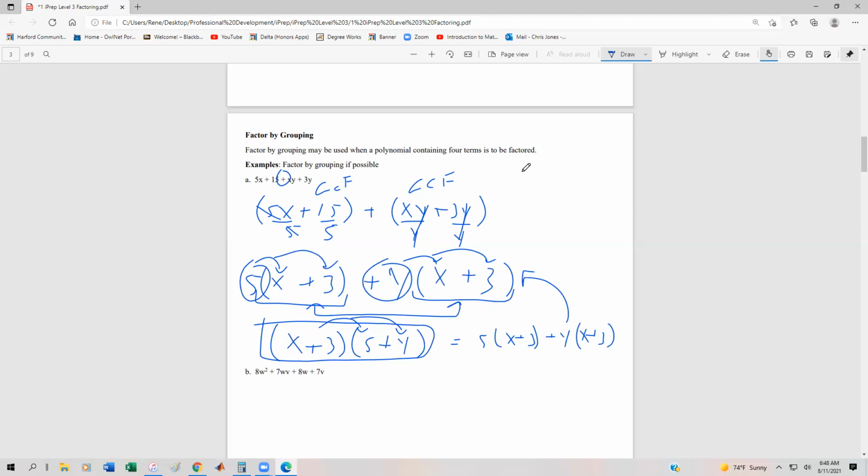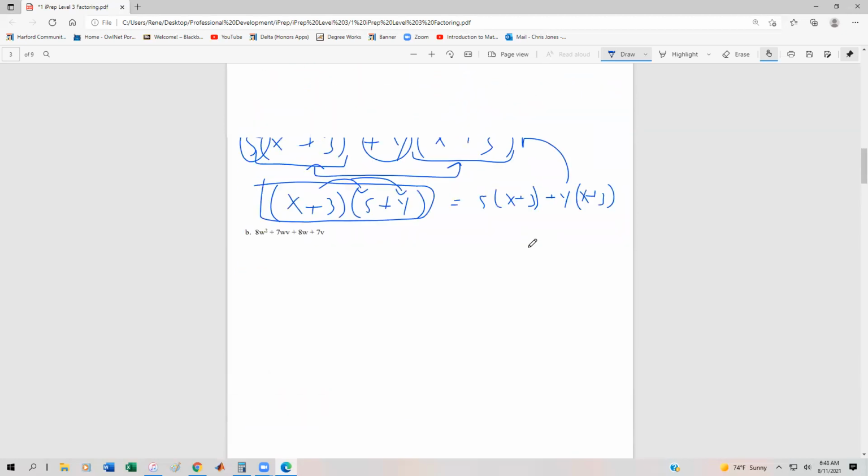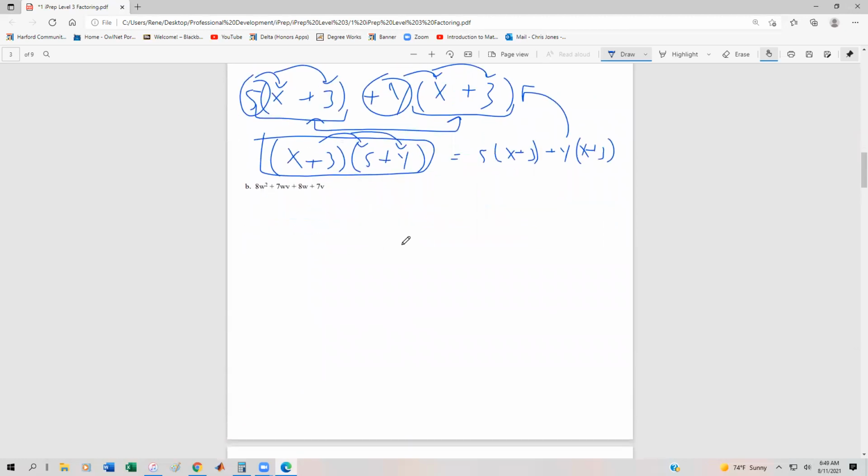All right, so if you ever want to check a factor by grouping, that's how you would do that. Okay. A second example of factor by grouping is we have 8w squared plus 7wv plus 8w plus 7v. And we're going to do the exact same thing. We're going to start by grouping the first 2 terms, and then we're going to group the second 2 terms.